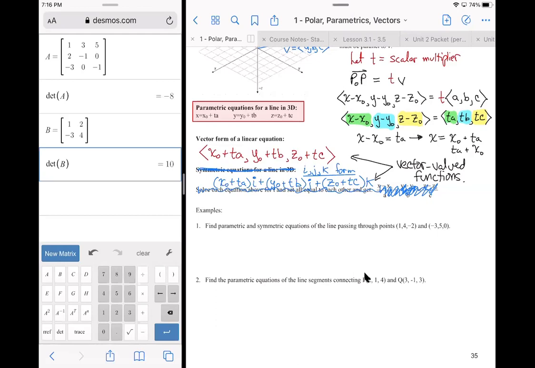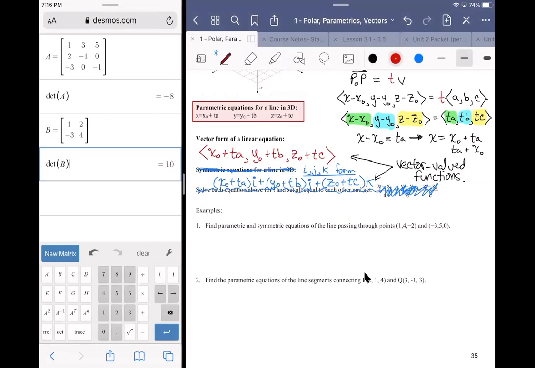So in the same vein as the typo that I just identified, symmetric equations, we're not going to bother with those. So let's get rid of the "and symmetric" part of number one. All right, so another typo for somebody.